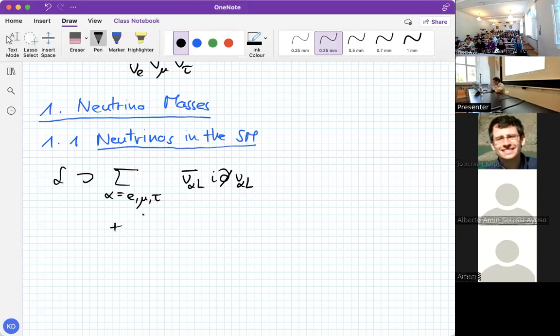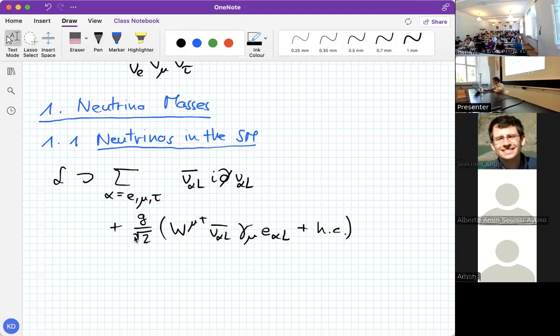Then the neutrino interactions: there is the charged current interaction proportional to the coupling constant g, which is the SU(2) coupling constant. There is the W field, and then a charged lepton current, gamma mu, e alpha L. So e alpha L are the charged lepton fields, nu alpha L are the neutrino fields. And there's the Hermitian conjugate, which is the coupling to the W minus.